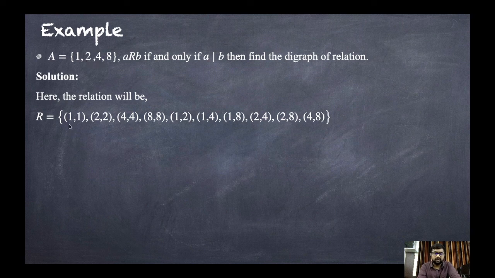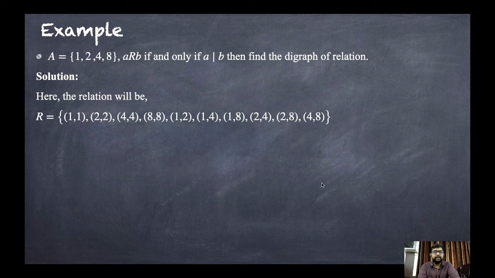This is obvious because 1 divides 1, 2 divides 2, 4 divides 4, and 8 divides 8. Now second, 1 divides 2, 1 divides 4, 1 divides 8. So (1,2), (1,4), (1,8) will be there. Same way, 2 divides 4, 2 divides 8. So (2,4), (2,8) will be there. And last, 4 divides 8, so (4,8) will be there.